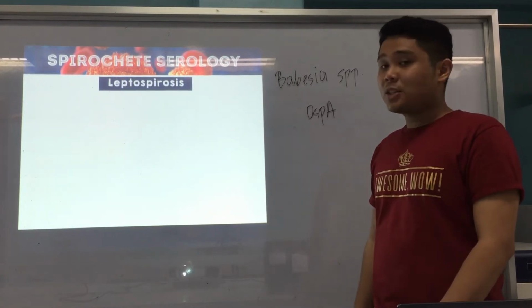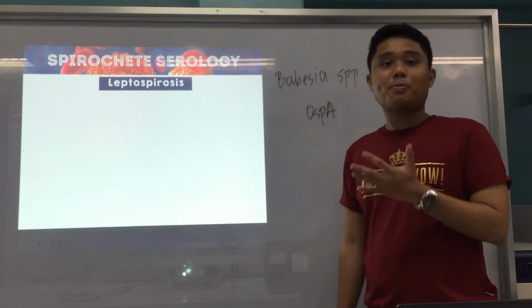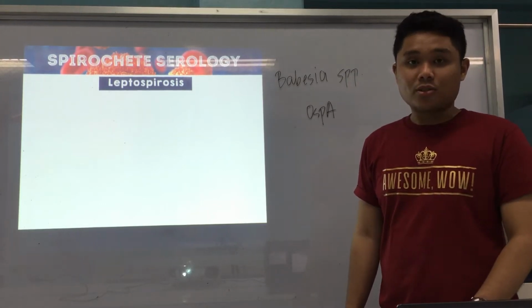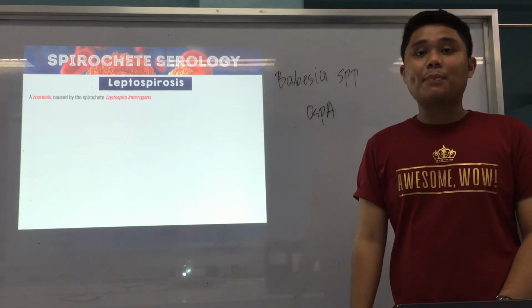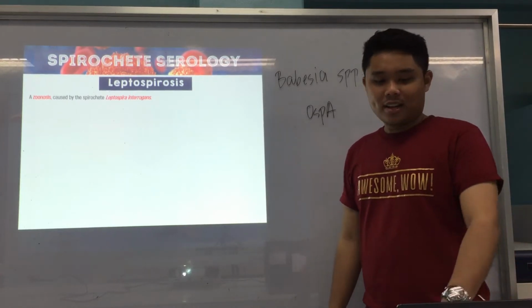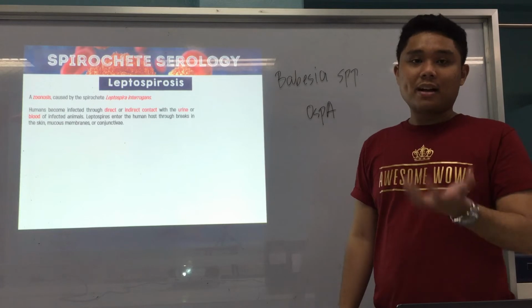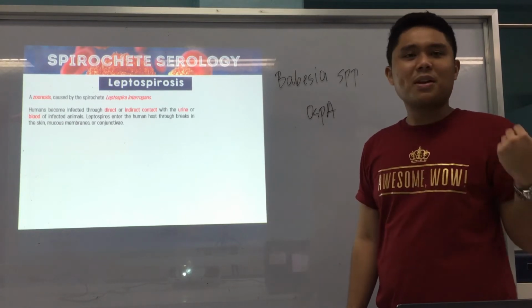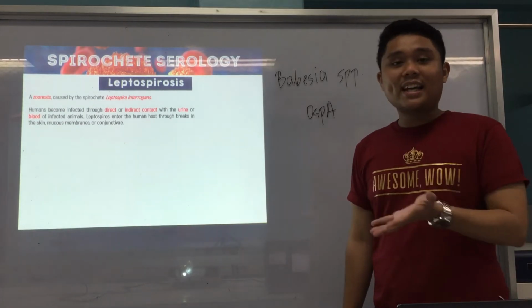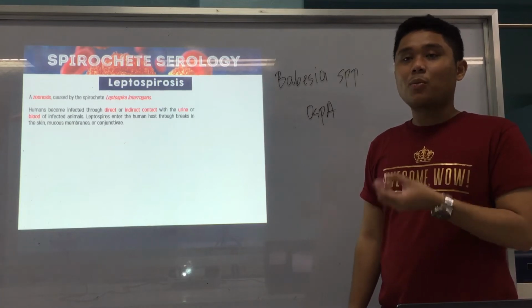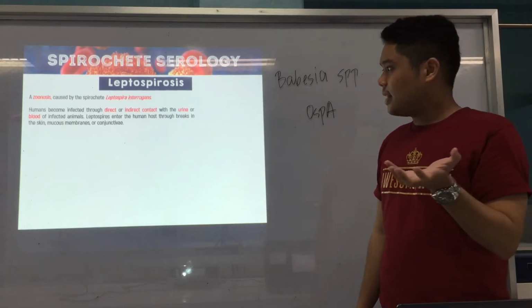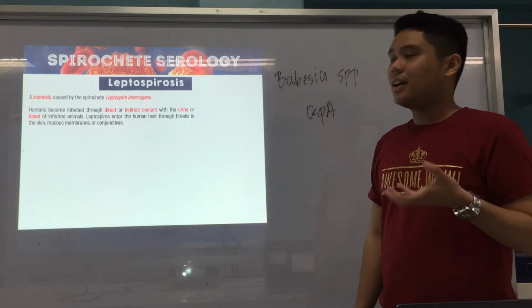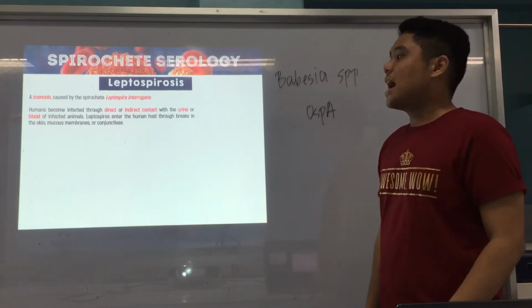Next, we go on to the second disease caused by a spirochete, and that is leptospirosis. By the name itself, leptospirosis is caused by the spirochete Leptospira interrogans. Humans usually become infected, very common in the Philippines. We get it through direct or indirect contact with contaminated water or even food. Usually water contaminated with the urine or blood of animals.